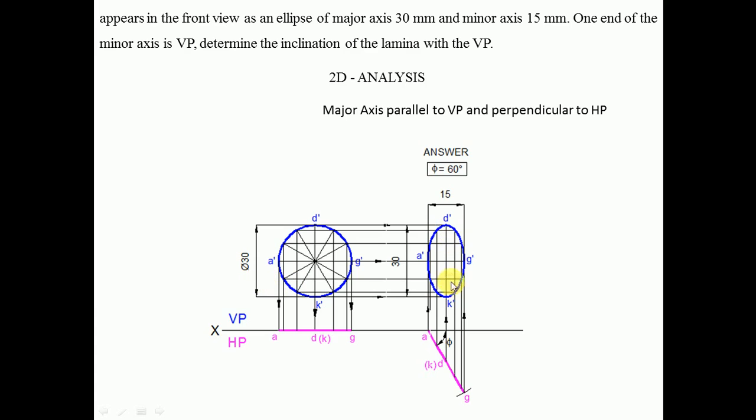So this is 30 and this is 15. So this is going to be the major axis and this is going to be the minor axis. Once you get this point, draw a smooth curve to get this ellipse now.